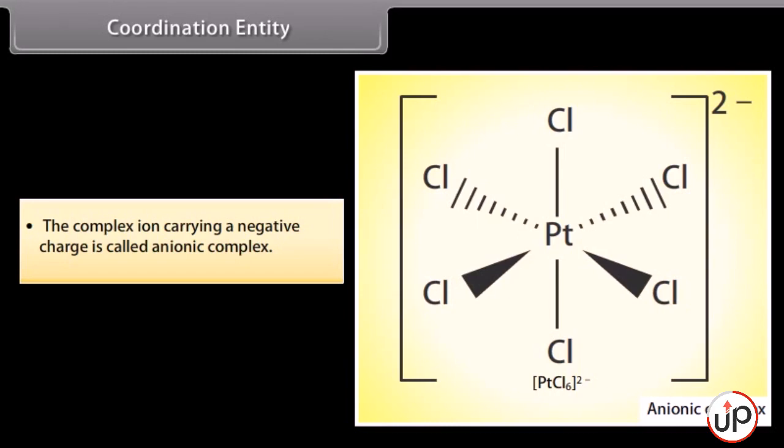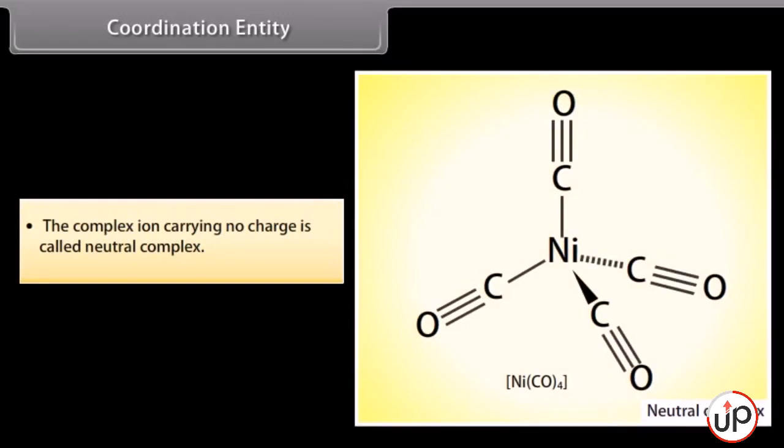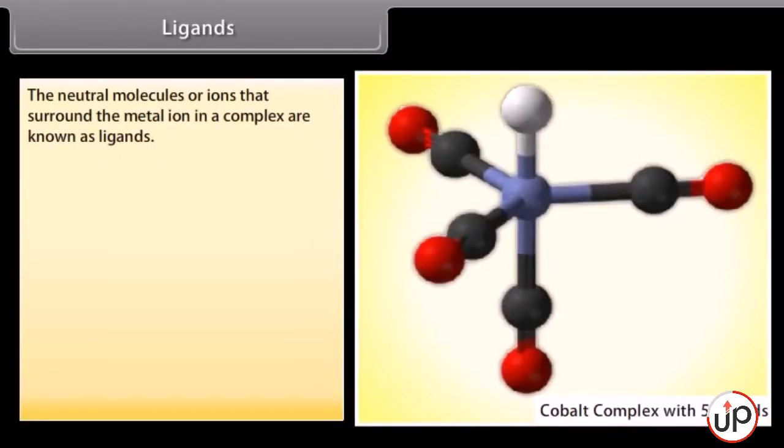For example, [PtCl6]2-. The complex ion carrying no charge is called neutral complex. For example, Ni(CO)4. Ligands. The neutral molecules or ions that surround the metal ion in a complex are known as ligands.